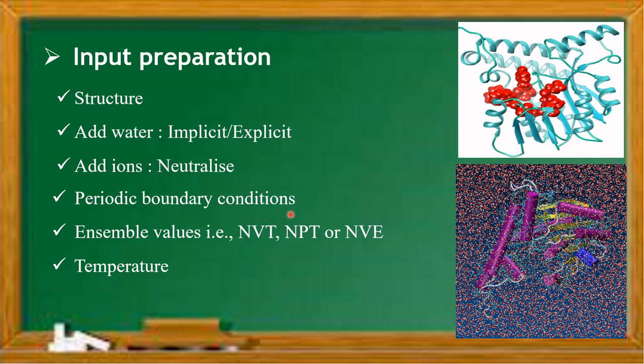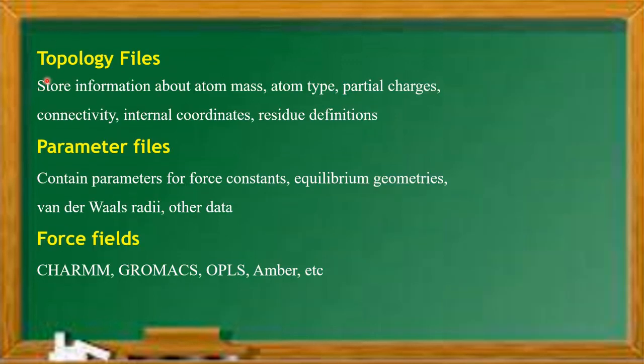And then we have to include the periodic boundary conditions and the ensemble values NVT, NPT, or NVE. And then we need to give the temperature. These are some of the files which are required additionally apart from those input parameters. They are topology files. These topology files have information regarding the atom mass, atom type, partial charges, connectivity, internal coordinates, and residue definitions for the molecules and the proteins.